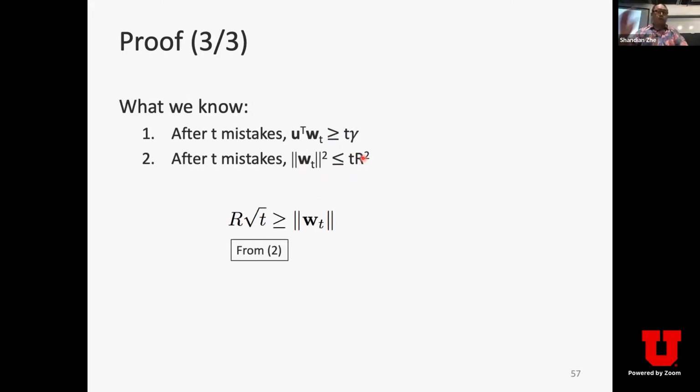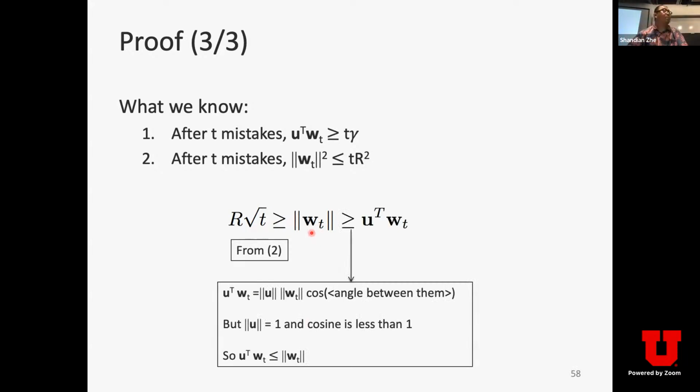If you reverse the inequality and take a square root on both sides, we get R times the square root of t is no less than the norm of W_t. And next, we're going to use a very important inequality called the Cauchy-Schwarz inequality. It basically says the norm of W_t is no less than u transpose W_t, the dot product between u and W_t. How can I show this?